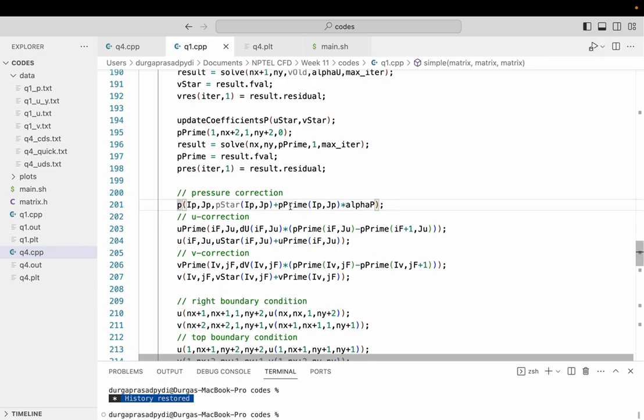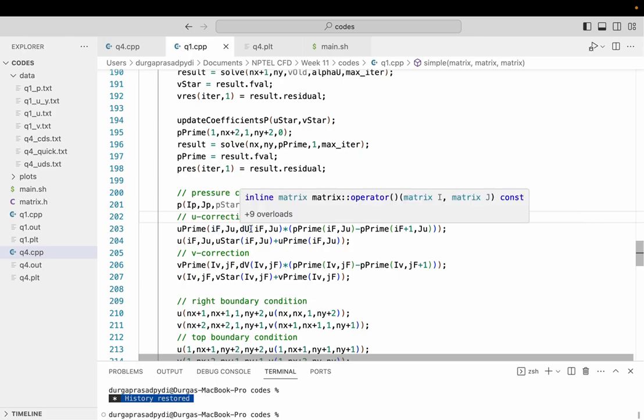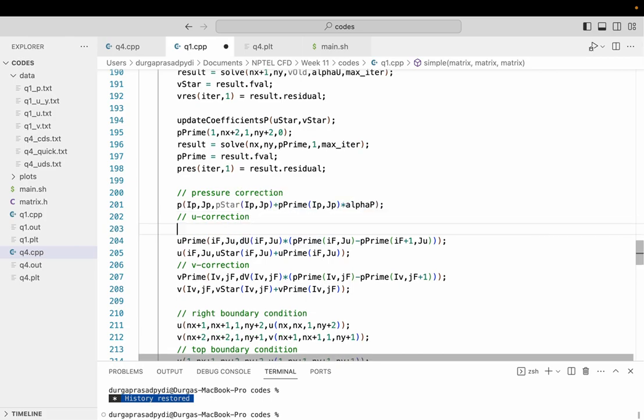And similarly, your U correction is again U prime. How do you get U prime? It is dU times P prime. So use that equation. If you are following the lecture notation, U prime is essentially dE times P_P prime minus P_E prime. So if you are following the notation followed in the class, you have U_E prime given by dE times (capital P prime P minus P prime E). Something like that. So that is this equation.